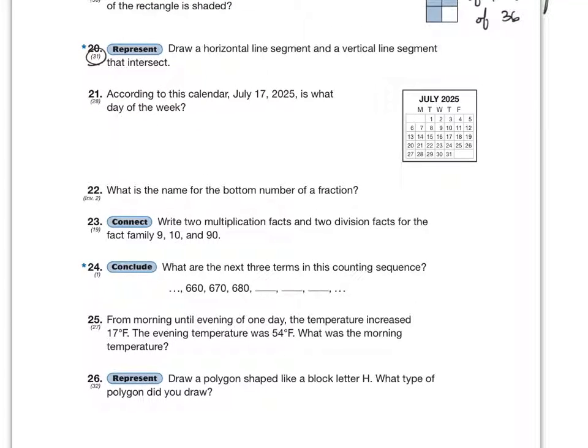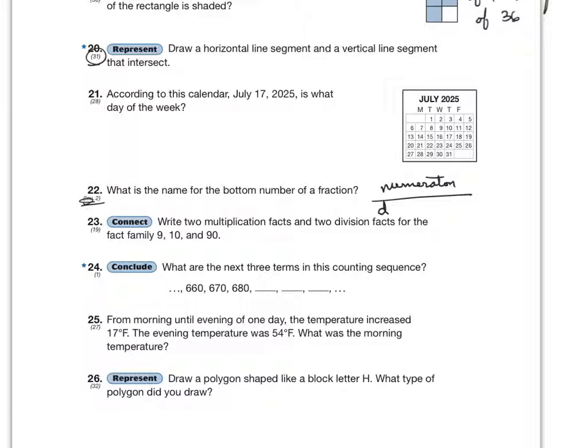And we're going to 22. What is the name of the bottom number of a fraction? There are two parts. There's a numerator, and it starts with a D. You can use Google or go back to the INV, I forget what the INV means, but it's at the end of the second unit. All right.